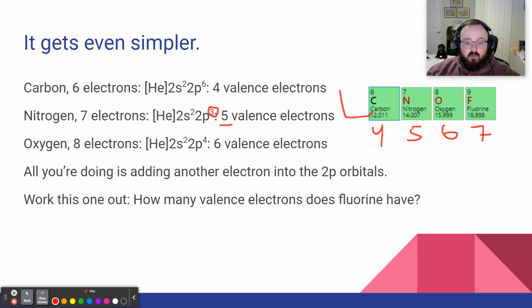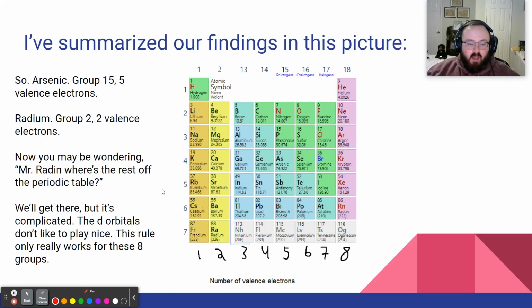If we were to include boron here, I wanted to swap these. Okay, that's alright. Boron has 5 protons. It would have 3 valence electrons. Beryllium would have 2. Lithium would have 1. And I've summarized all of this stuff in this picture. Alright.